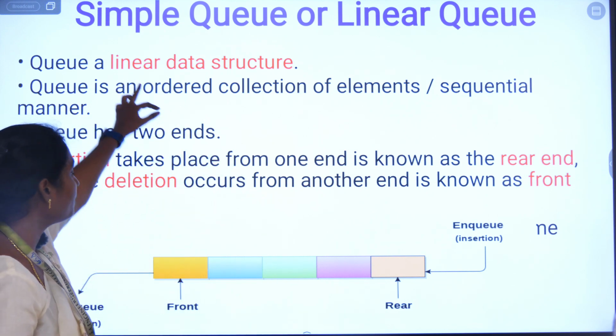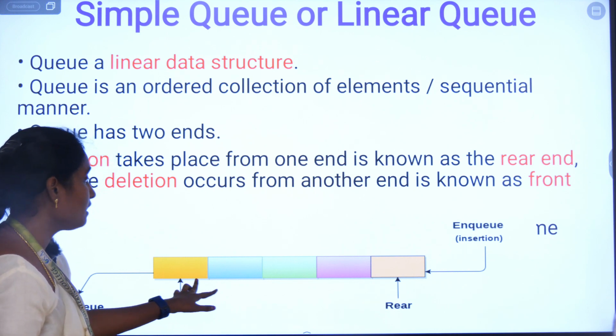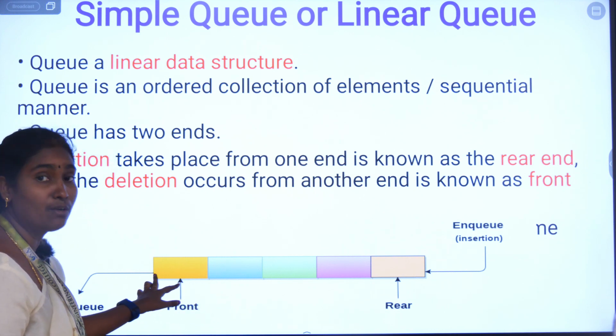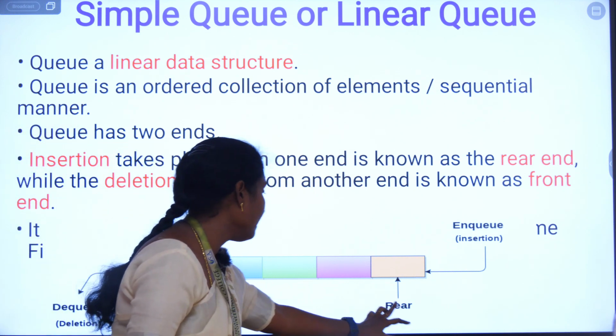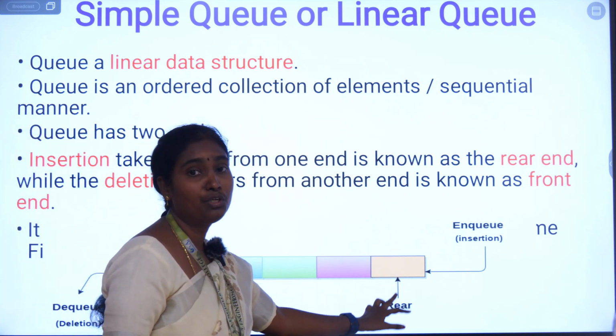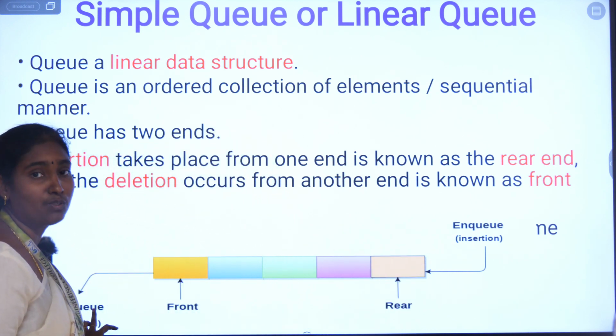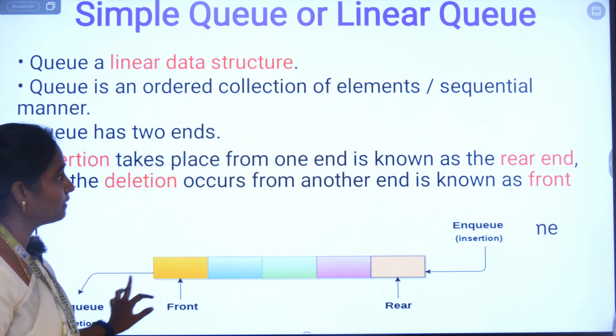Here I have represented the simple queue. If you observe the diagram clearly, you have two ends: one is the rear end, another is the front end. The rear end is always used for insertion, and the front end is always used for deletion.